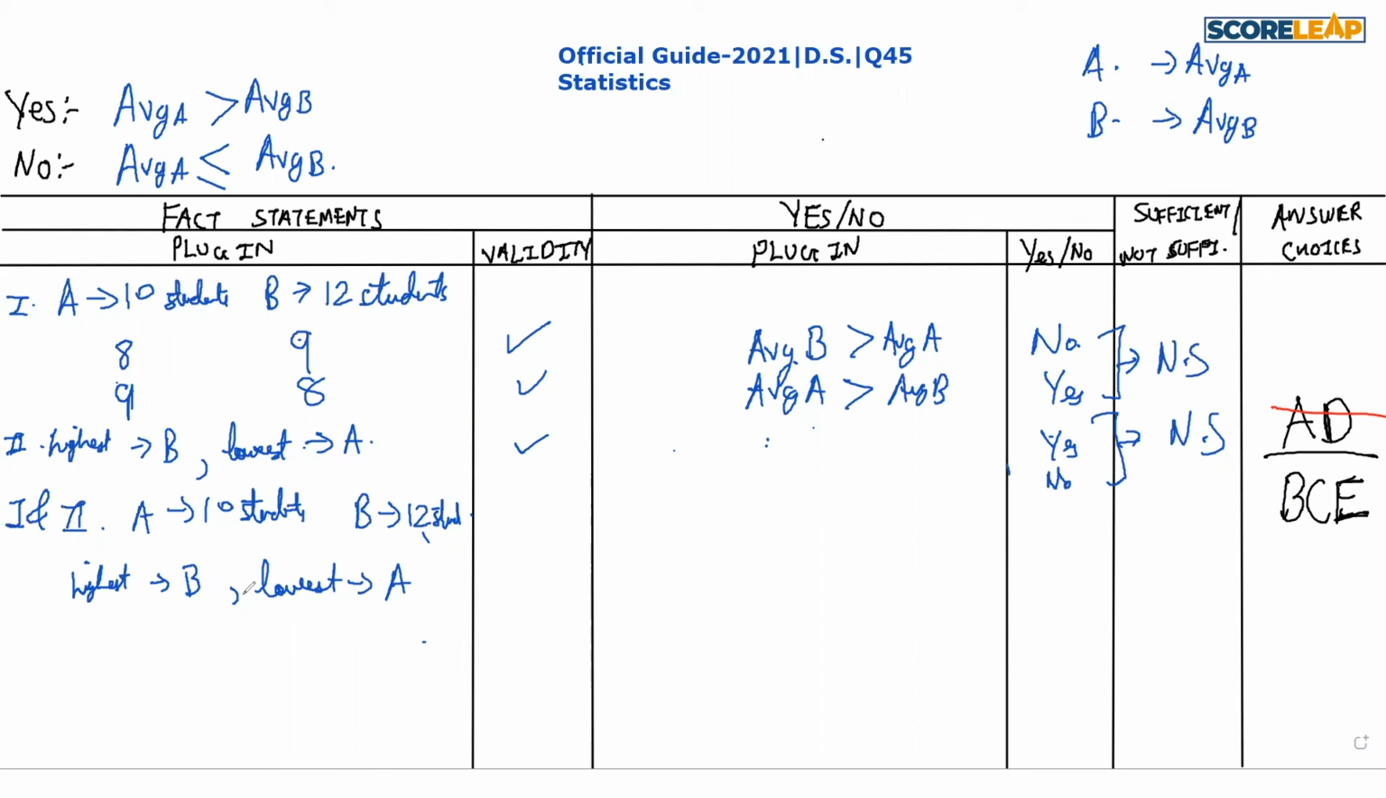In that case, average A will be greater than average B. So I get a yes. But it is also possible that all the 11 students are scoring very high in group B and all the 9 students are scoring very low in group A. So in that case, the average of B is greater than the average of A. So I can get a yes or a no. There are many possibilities over here also. We can get their averages equal also.